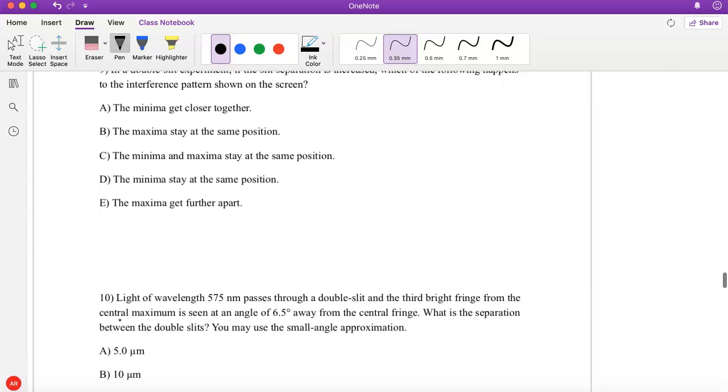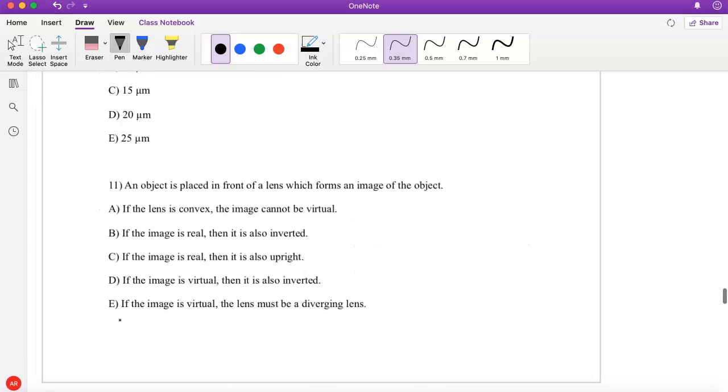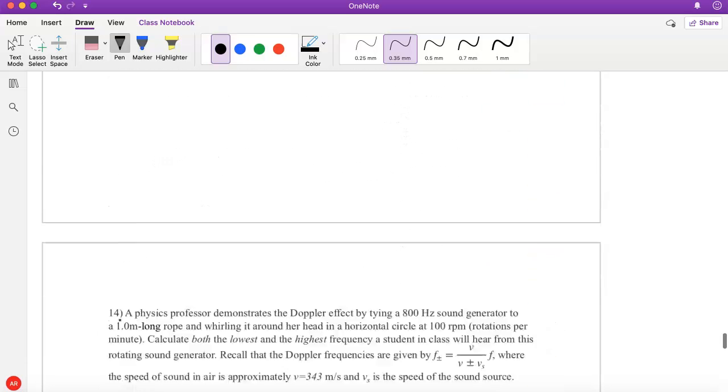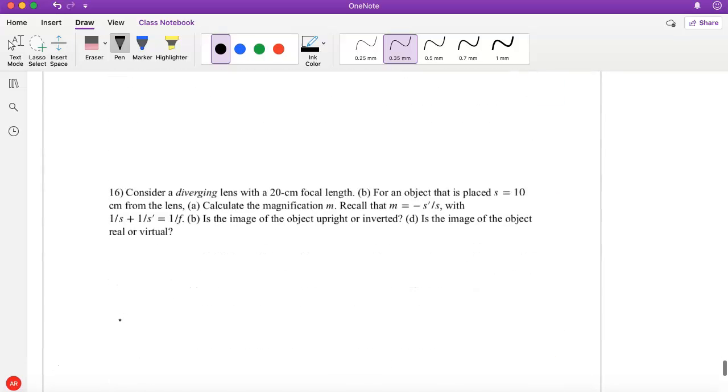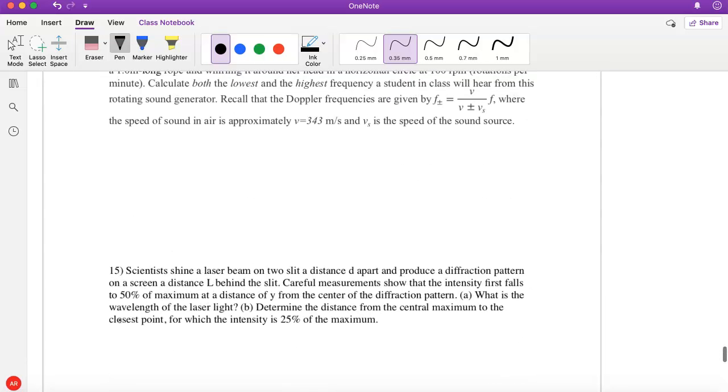Okay, that's a good place to stop. I'll post another video where we do 4 more multiple choice questions, and then we have 4 free response problems to work out.